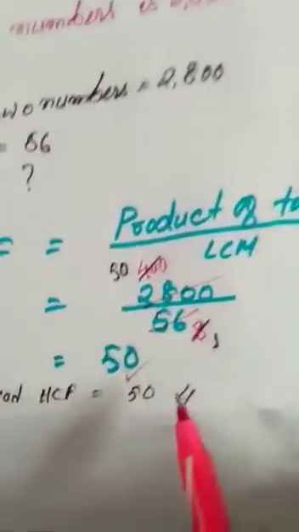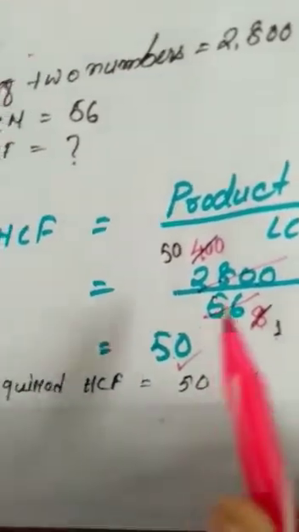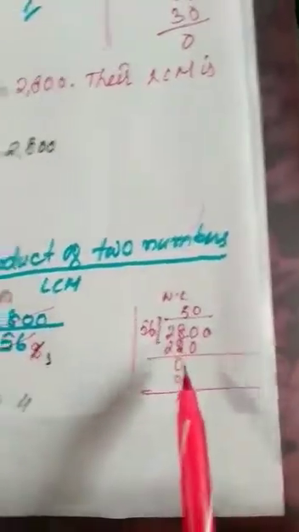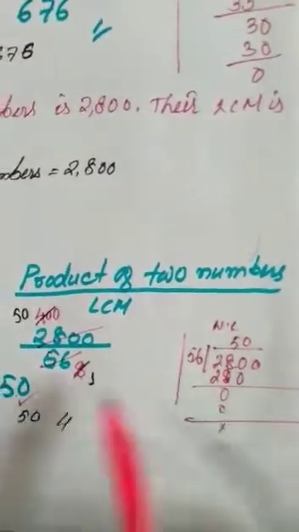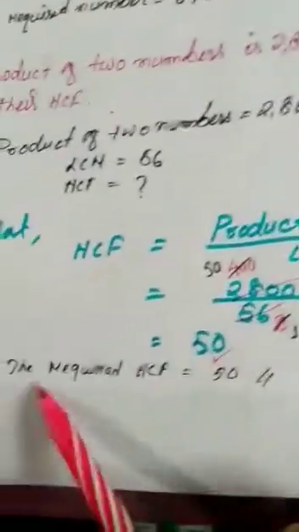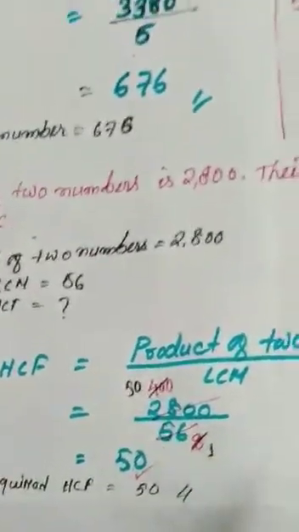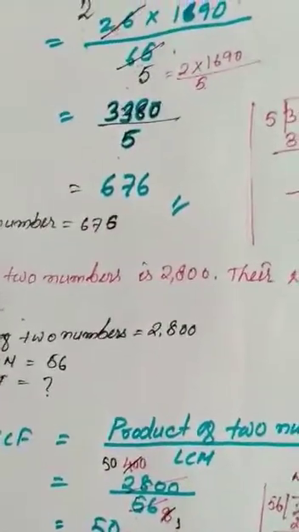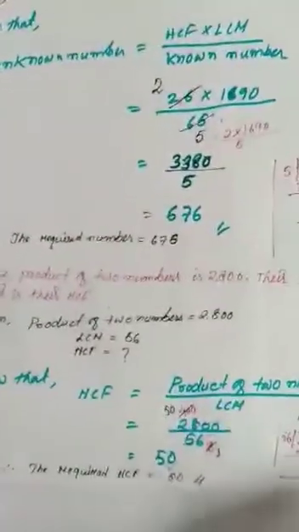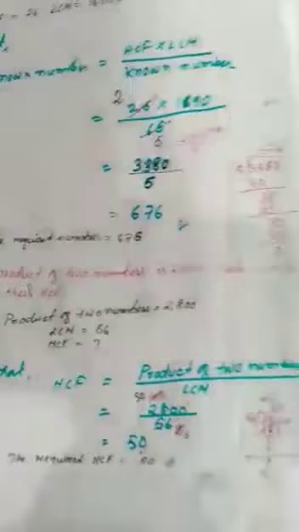And if you have a problem doing this work this way, then you can do the division also. After dividing also we have got the same result. Therefore the required HCF is 50. So I think it is clear to you now how to do this. If three values are given, then you can find out the other number. And in the same way, students, you can do question number 5 also.